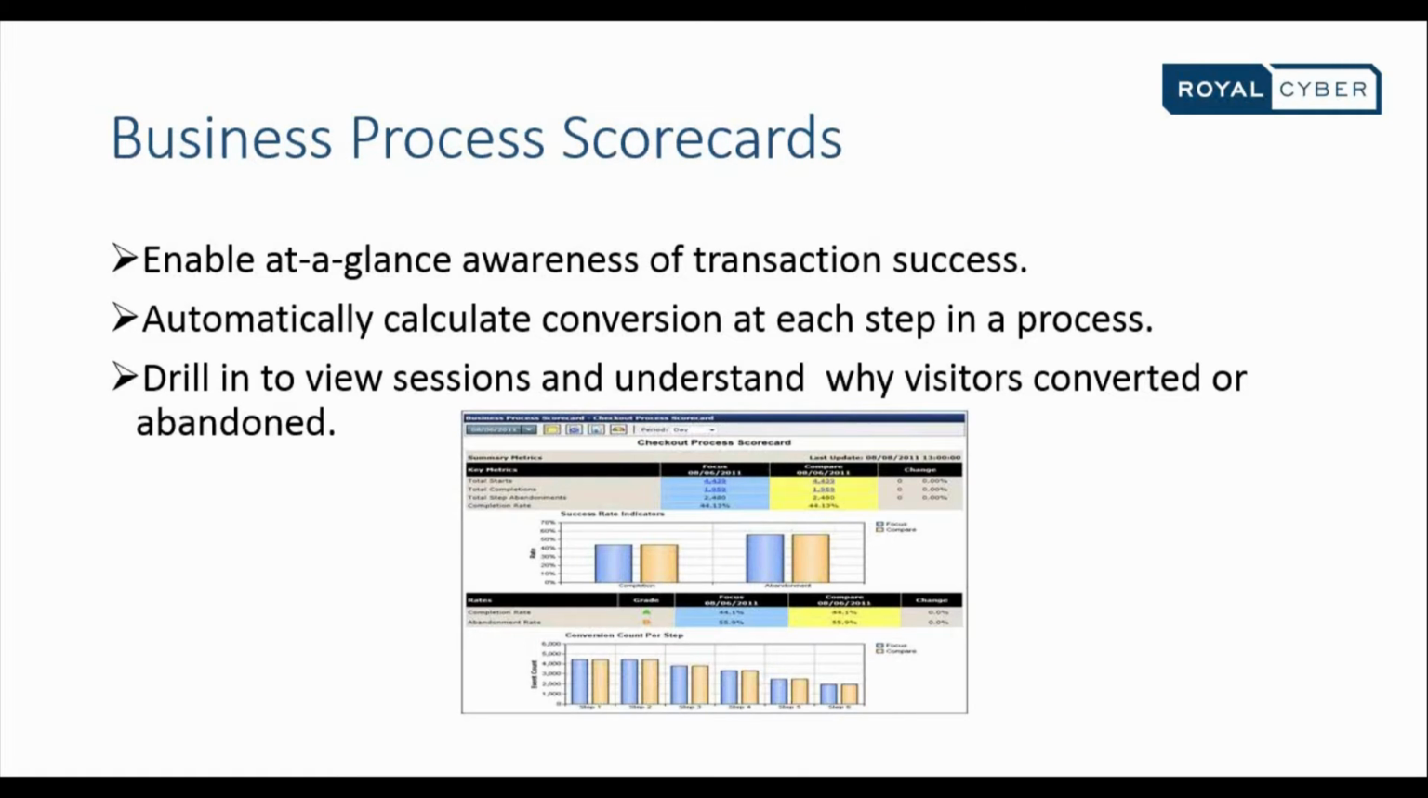Business process scorecards. A business process scorecard enables at-a-glance awareness of the success of the customer's transaction or process flow on your website. These scorecards automatically calculate conversion and abandonment at each step of a process, such as the registration process on your website, purchases, policy quotes, or adding a product, and many others. It could be anything, depending on your site requirements.